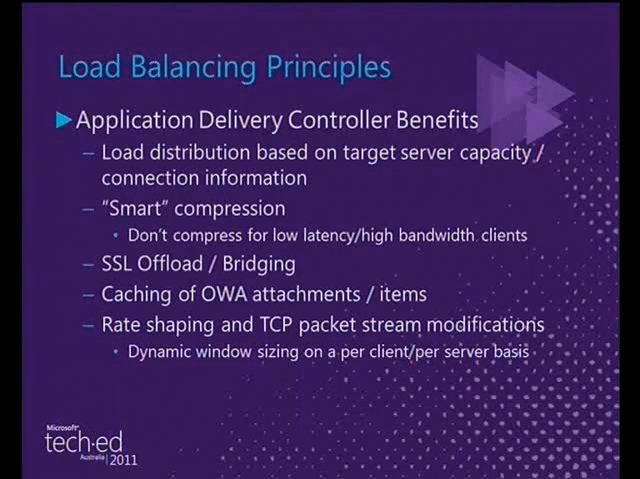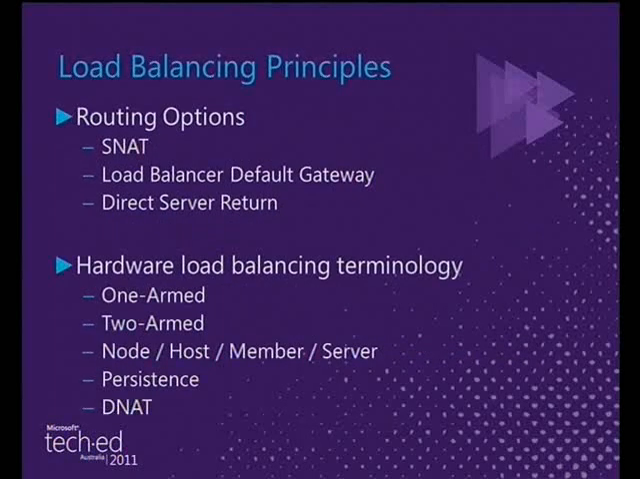Like we said, there's also the concept of rate shaping or TCP packet stream modifications, where it's dynamically adjusting the window size during the session to ensure that optimal speed. So as a result, we're seeing more than just the basic layer 4 load balancing capabilities. We're seeing a much richer set of processing essentially happening in that perimeter network or in that boundary access zone where clients come in to connect to Exchange.